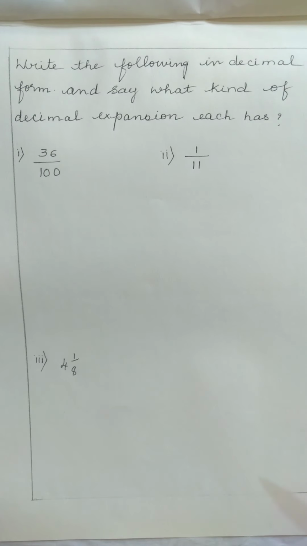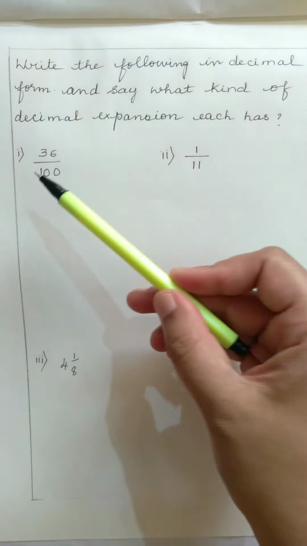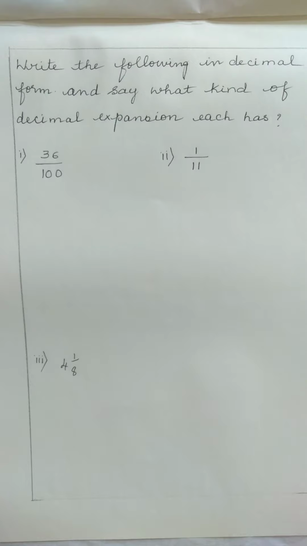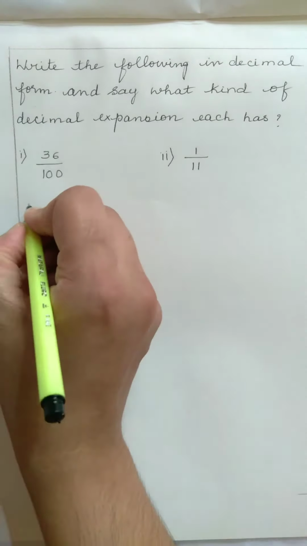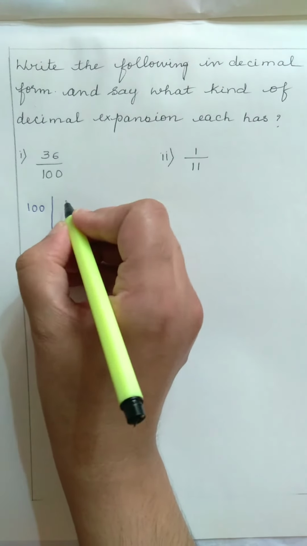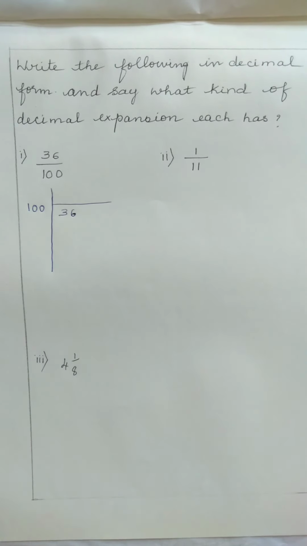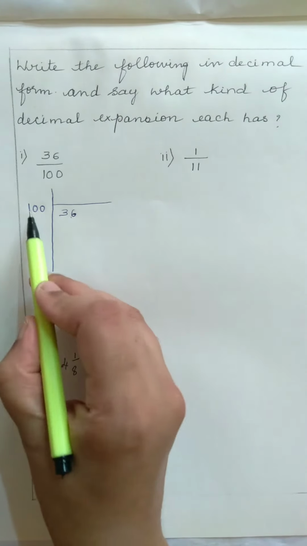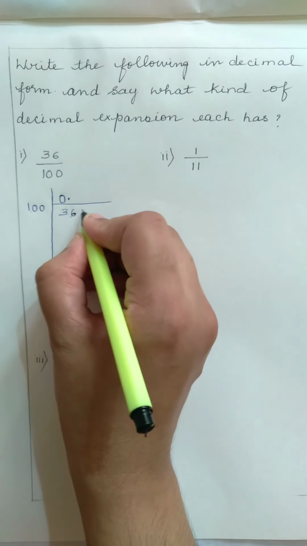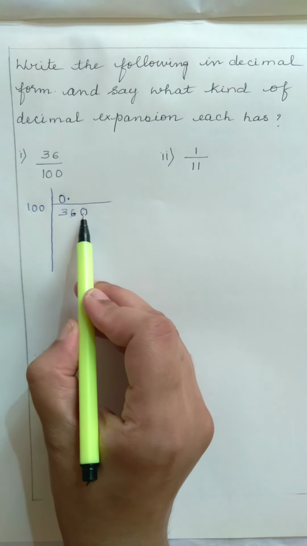Write the following in decimal form and say what kind of decimal expansion each has. We have the first problem, that is 36 by 100. First, we will perform the division, that is 36 by 100. Therefore, take 100 and we have the number 36. 36 is lesser than 100. Therefore, take 0 and put a decimal point and take 0 here, so that it becomes 360.